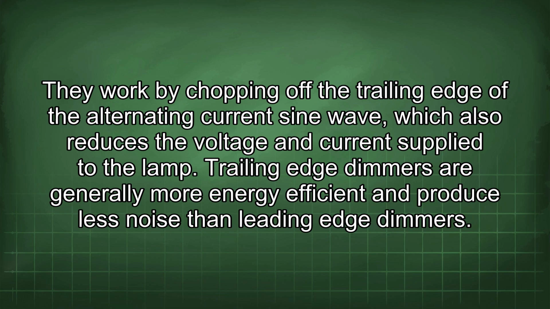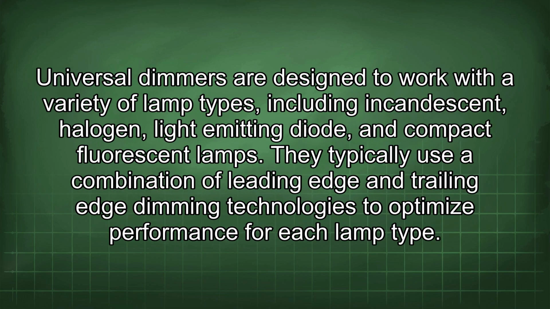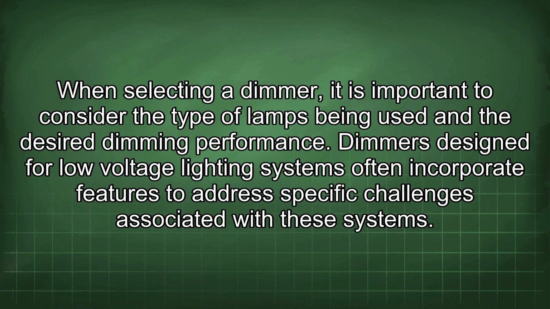Trailing edge dimmers are generally more energy efficient and produce less noise than leading edge dimmers. Universal dimmers are designed to work with a variety of lamp types, including incandescent, halogen, light-emitting diode, and compact fluorescent lamps. They typically use a combination of leading-edge and trailing-edge dimming technologies to optimize performance for each lamp type. When selecting a dimmer, it is important to consider the type of lamps being used and the desired dimming performance.